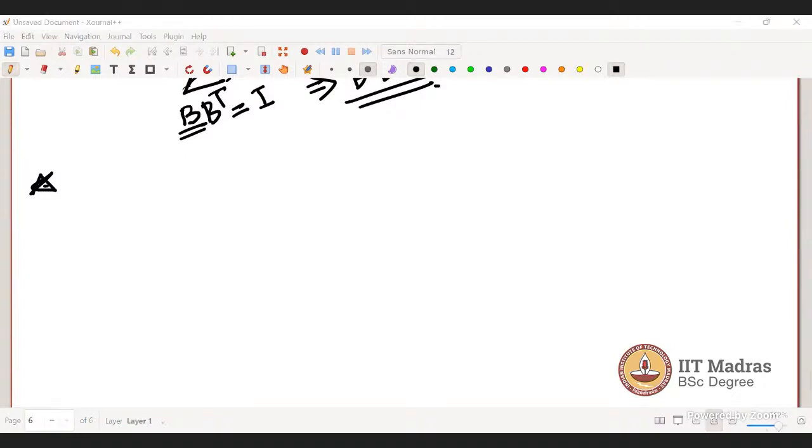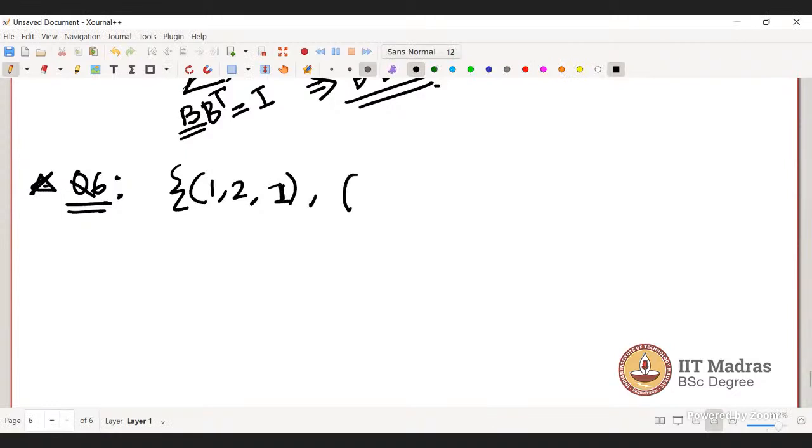Okay, so I was doing something. Let me do question number 6. I thought it was given with respect to some different inner product. So question number 6: the basis is (1, 2, 1) and (-2, 0, 2). It's given as an orthonormal basis.